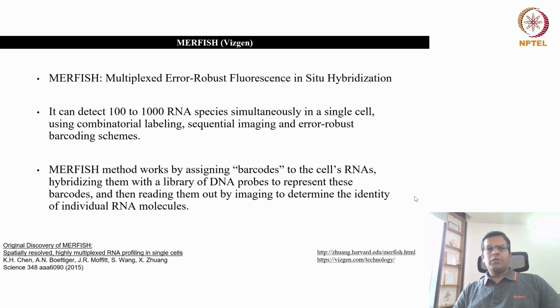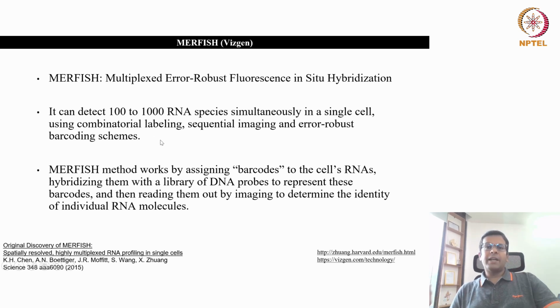So coming to the next technology, which is known as MERFISH, and that was developed by the company known as Vizgen. MERFISH stands for multiplexed error robust fluorescence in situ hybridization, and it can detect 100 to 1000 RNA species simultaneously in a single cell using combinatorial labeling, sequential imaging, and error robust barcoding schemes.